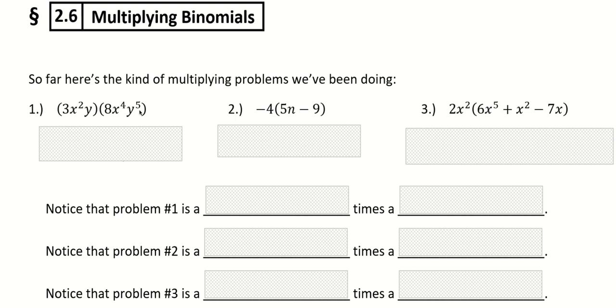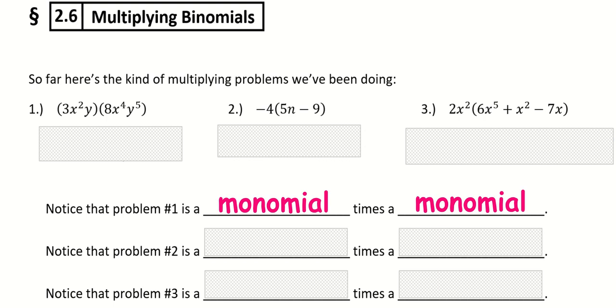In this chapter, we were doing stuff like this, which is a monomial times another monomial. So each set of parentheses is a monomial. And we did that kind of thing, right? Even though these are technically separated into two monomials, each in its own parentheses, everything's really being multiplied together: 3 times x squared times y times 8 times x to the fourth times y to the fifth.